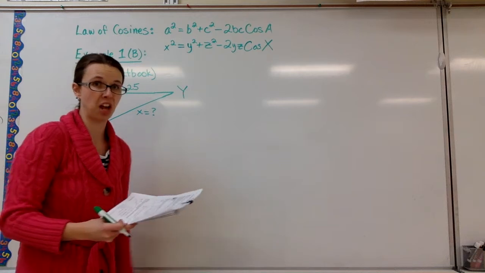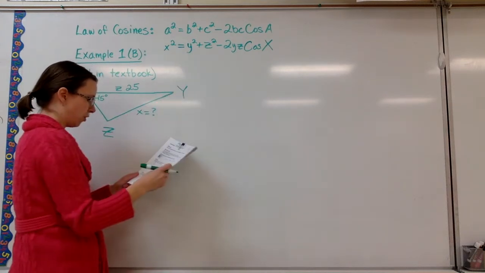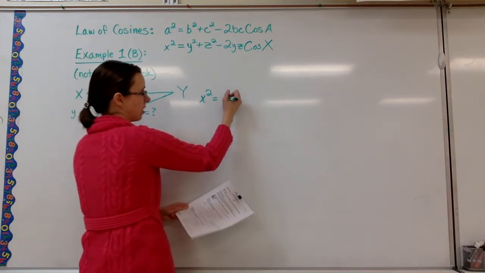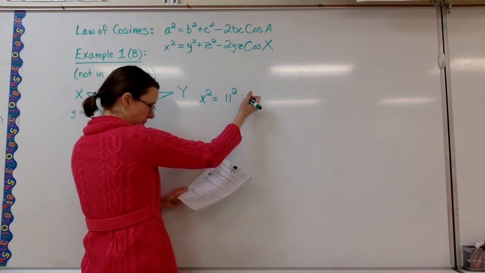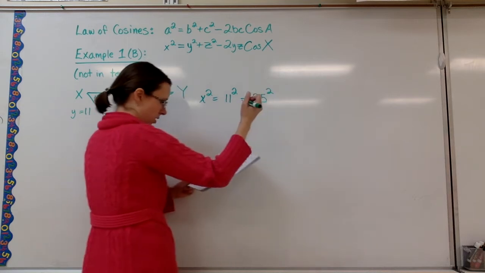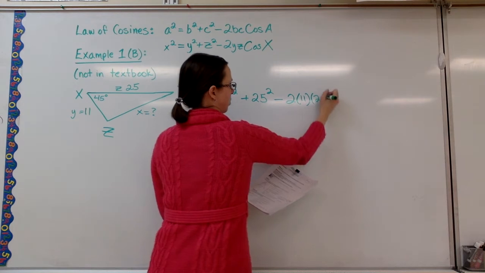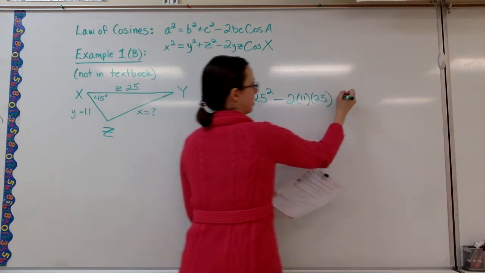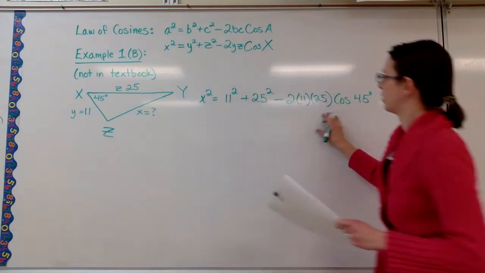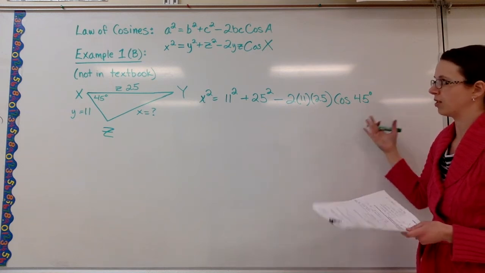So now we get to plug and chug. We've got all the variables we need. Let's just plug it on in. So if we're using this formula, the first thing we're going to have is X squared will equal Y squared, which is 11 squared, plus Z squared, which is 25 squared, and then minus 2 times 11 times 25 times cosine of 45 degrees. So if we move aside here, this is our equation, okay? And we're going to plug in and now simplify.